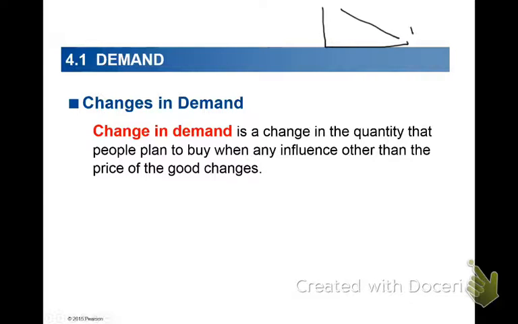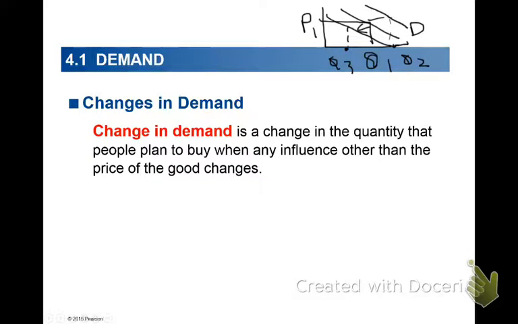Let's say this is the original demand curve. At price P1, you are willing to buy Q1. Suddenly, for some reason, at price P1, you are willing to buy Q2. That would be represented by a rightward shift of the demand curve. Or at P1, you are willing to buy Q3. That would be represented by a leftward shift of the demand curve.